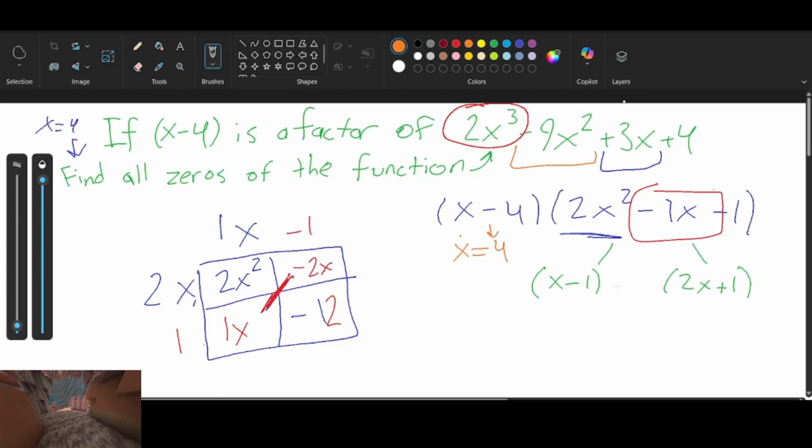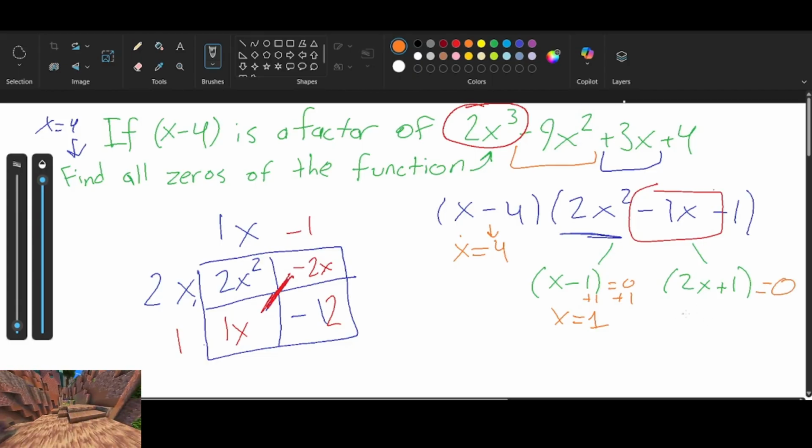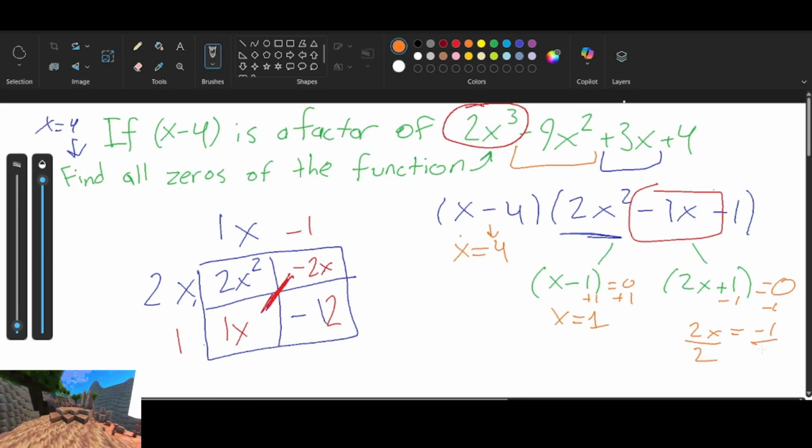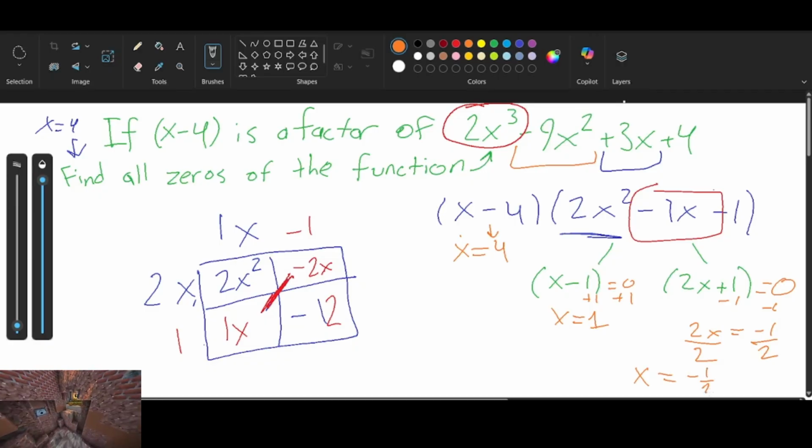For x minus 1, if I set that equal to 0, I'd add 1 on both sides, right? I get x equals positive 1. And then if I have 2x plus 1 equals 0, I subtract the 1 on both sides. I get 2x equals -1. I have to divide both sides by 2. That gets me x equals -1/2. Right? I hope that makes sense.